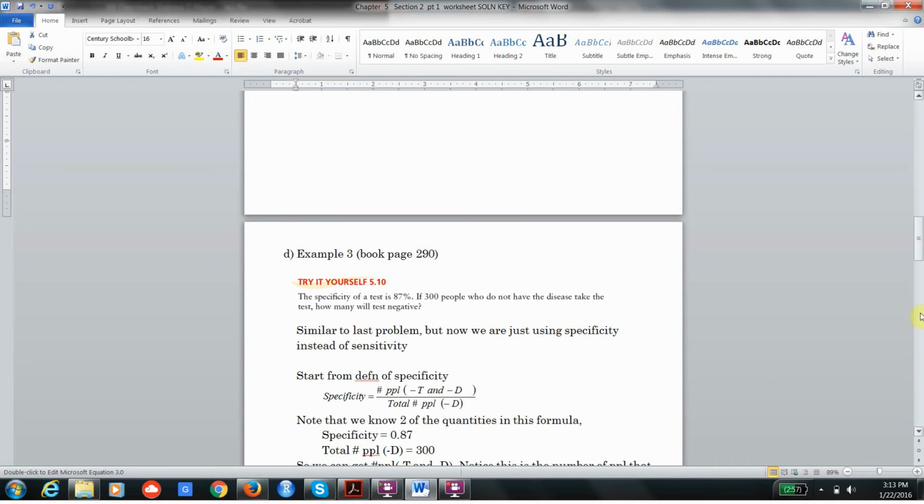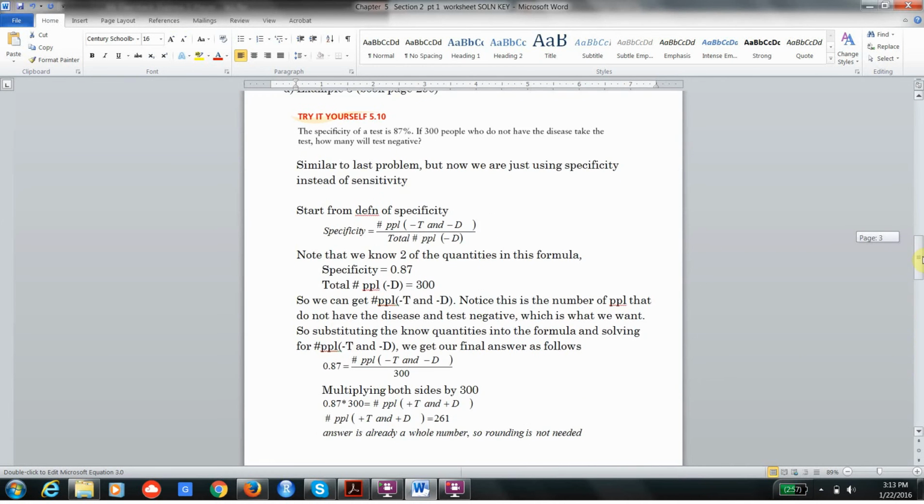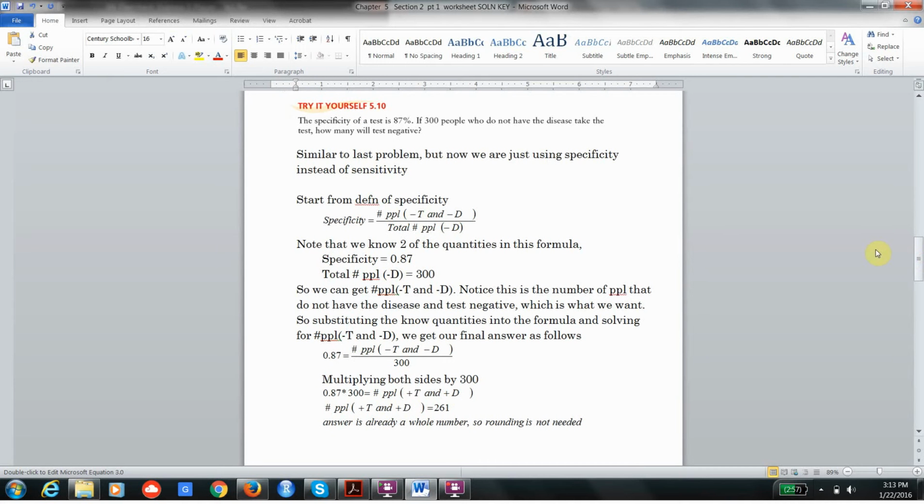Now the third example is actually very similar, except now instead of sensitivity, we're using specificity. So we're told the specificity of a test is 87%. Notice that whenever we work with a specificity doing math, okay, we have to convert the percentage to a decimal. So I'm going to write 87% as 0.87. And what I'm told is that there's 300 people that don't have the disease. They're given this test, and we want to know how many of those 300 people that don't have the disease also will have a negative test result.